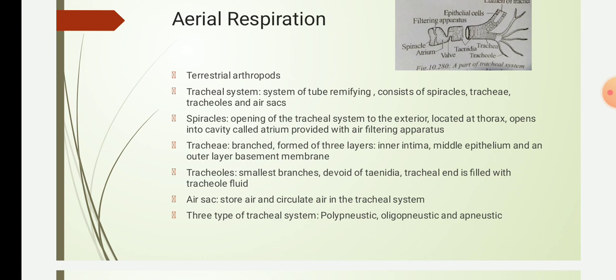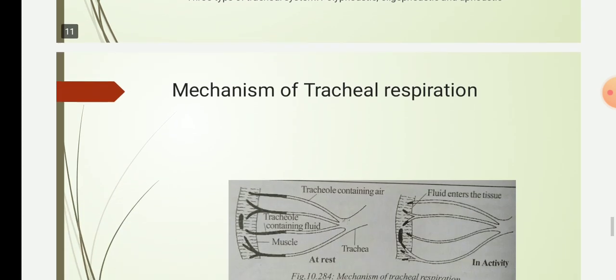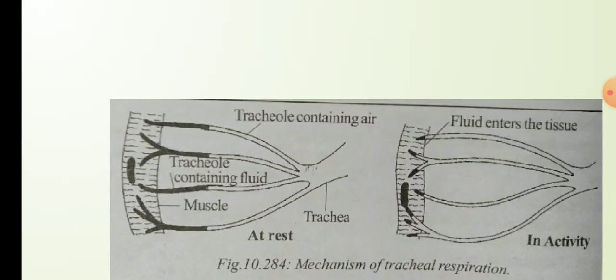So in a polyneustic tracheal system, there are 8 or more pairs of spiracles which are functional, whereas oligo means one, single. So in oligoneustic, either one or two spiracles are functional, whereas apneustic means absent, so no functional spiracles are present. Then next is the mechanism of the tracheal system.